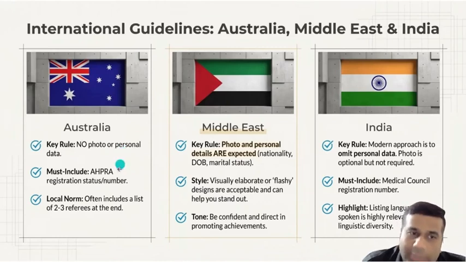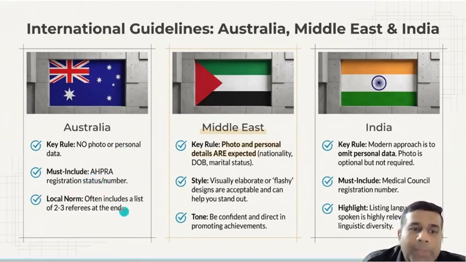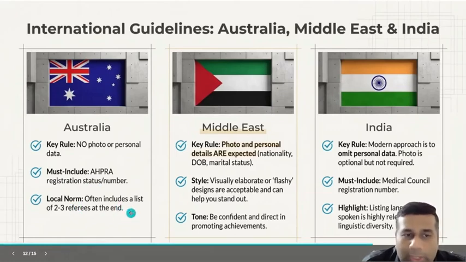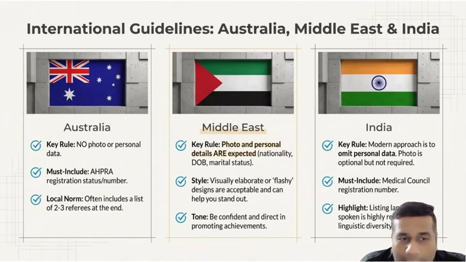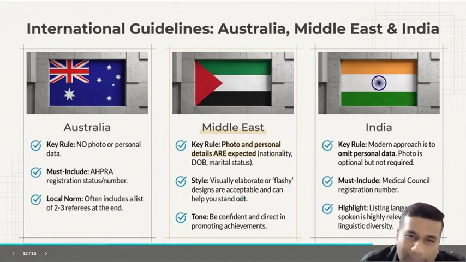Now, there are a few other countries also. For Australia, again, there is the no photo and personal data rule; age and AHPRA registration status need to be included. Local norms often include a list of 2 to 3 referees, which you should specifically mention at the end. For the Middle East, they expect you to include a photo and personal details, especially your nationality, date of birth, and marital status.